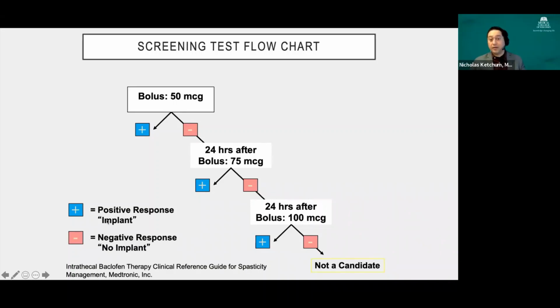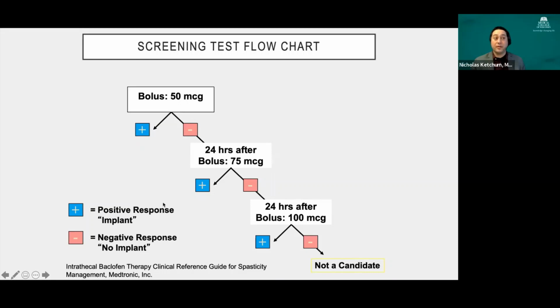If they don't respond, then we have to wait 24 hours at least, usually about a week, bring them back and do a higher dose, a 75 microgram bolus. Again, if they respond, and I'll talk about responding in a minute, they're a candidate. If there's no response, we wait another 24 hours at least, and then we do a third time. If after 3 times, having escalated the dose to 100 micrograms of intrathecal baclofen in one bolus, there's no response, then they're not a candidate. If they do respond at that level, then they are a candidate.